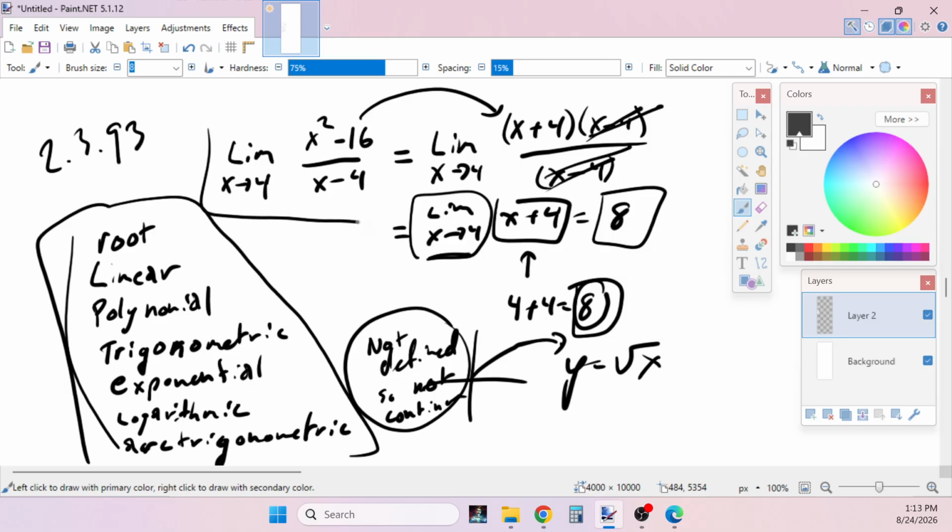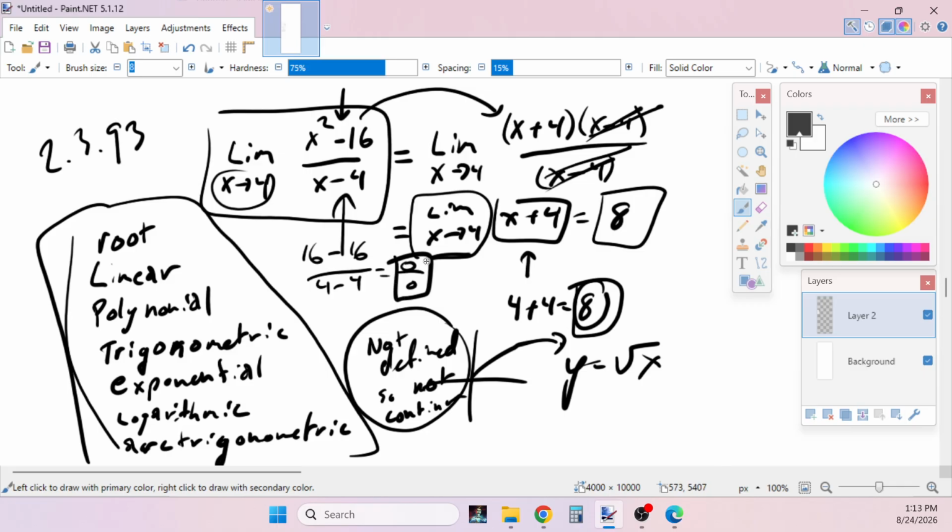We couldn't do that directly because this rational function has a 0 in the denominator and a 0 in the numerator when you plug in x equals 4. Notice I get 16 minus 16, which is 0 on top, and 4 minus 4, which is 0 on the bottom. 0 over 0 is what's called an indeterminate form, meaning you can't compute the limit directly. 0 over 0 and infinity over infinity are the two common ones that we're going to deal with.